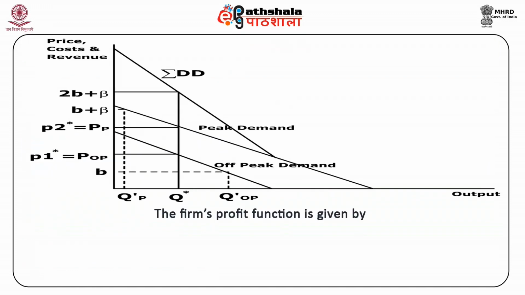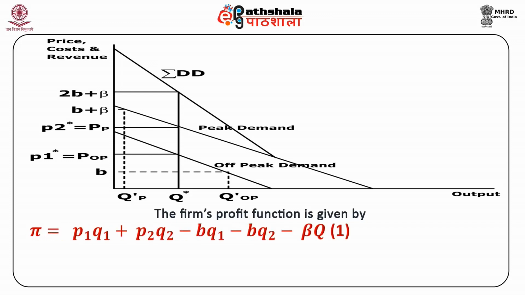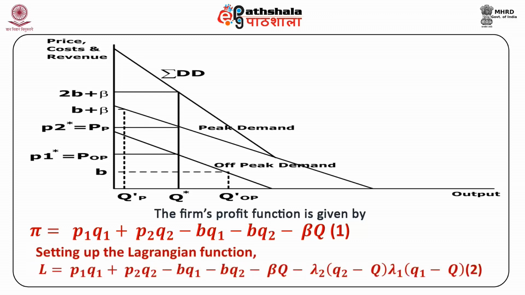The firm's profit function is given by P1 Q1 plus P2 Q2 minus b Q1 minus b Q2 minus beta Q. This is equation 1. Setting up the Lagrangian function, L is equal to P1 Q1 plus P2 Q2 minus b Q1 minus b Q2 minus beta Q minus lambda 2 into (Q2 minus capital Q) minus lambda 1 into (Q1 minus Q), which is equation 2.